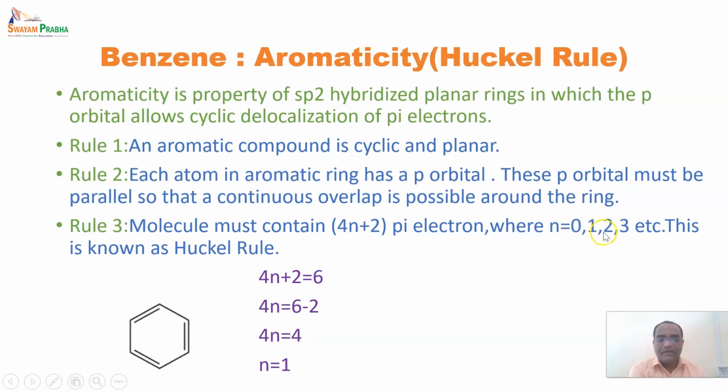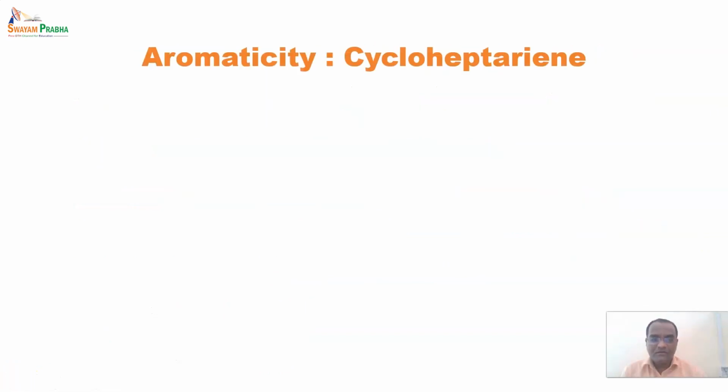This value of n should not come in points, or with decimals, or in fractions. It should come as a natural number, and that is why the compound is satisfying aromaticity. Now we'll see some more examples of aromaticity, so that it will clear the concept of aromaticity.